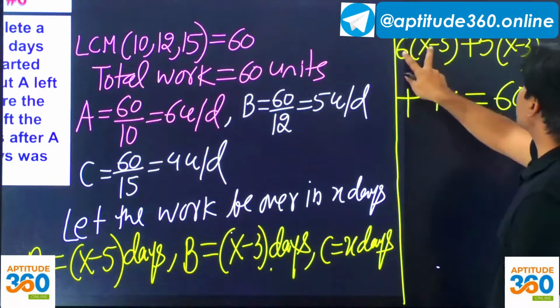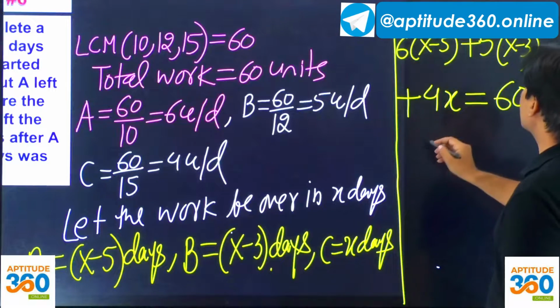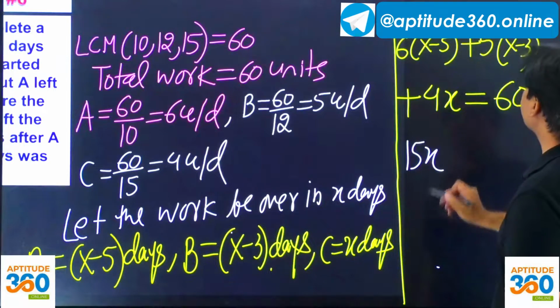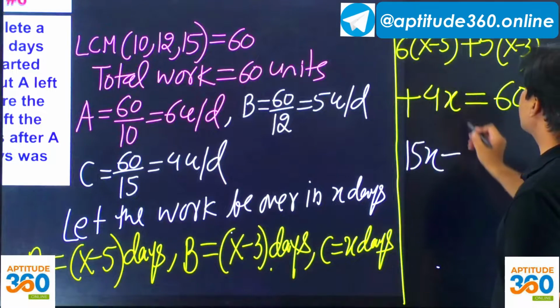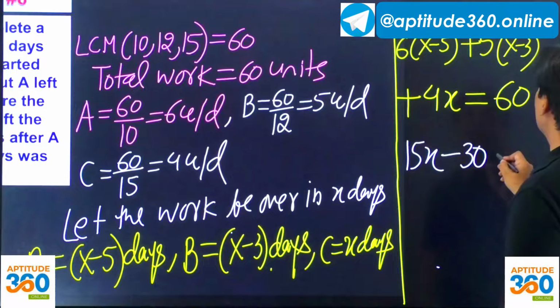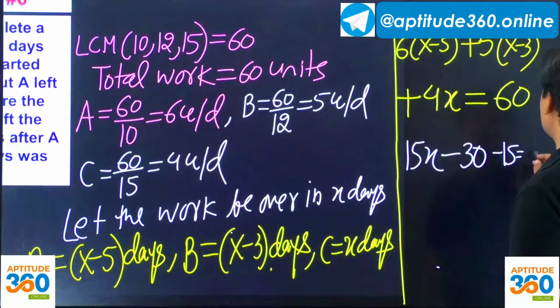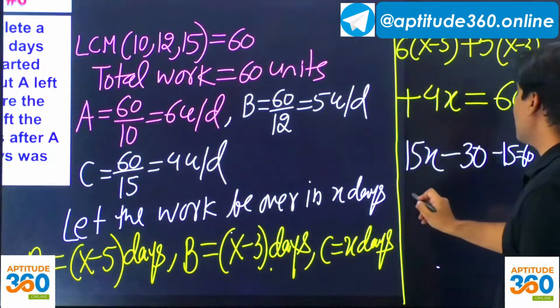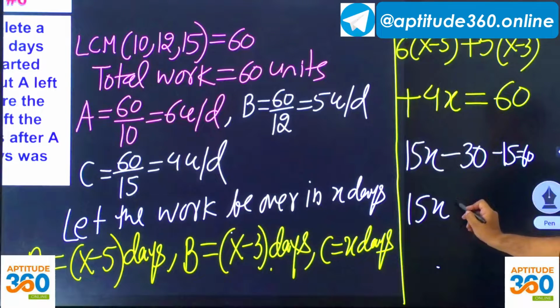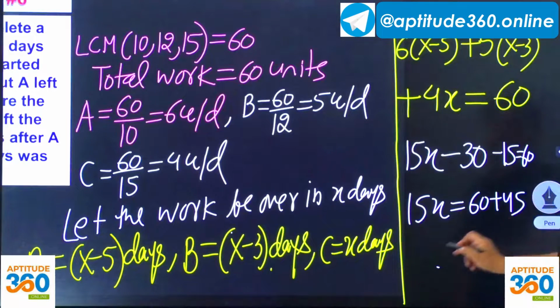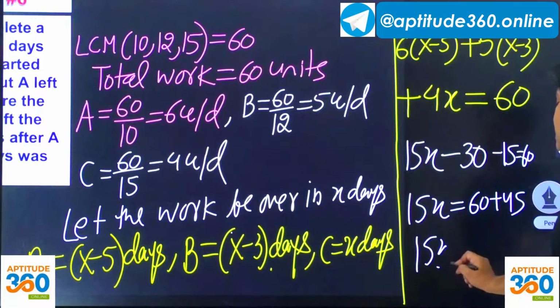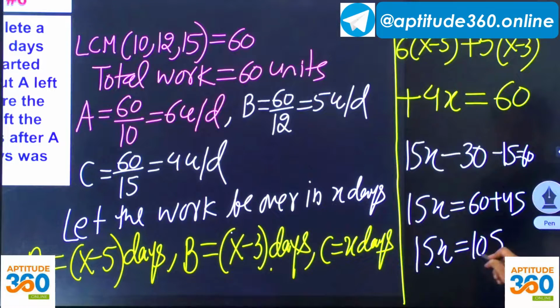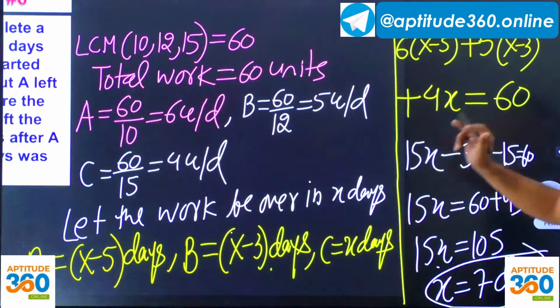So this is coming out as 6 plus 5 plus 4, so this is 15x minus, this is 30 minus 45, is equal to 60. So 15x is equal to 60 plus 45, which is 105. So 15x is equal to 105 and x comes out as 7 days. आपका जी काम हो गया यहाँ पे खत्म.